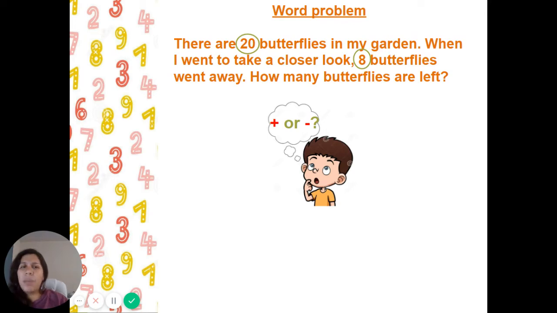And what happened to the 8 butterflies? Right, they went away. Away, I think I've heard that word too, away. That's a key word, so let me circle it. They went away. And the question is, how many butterflies are left? Again, how many is always an important word to let you know that they're asking you about a number. How many butterflies are left? I am sure we saw the word left.